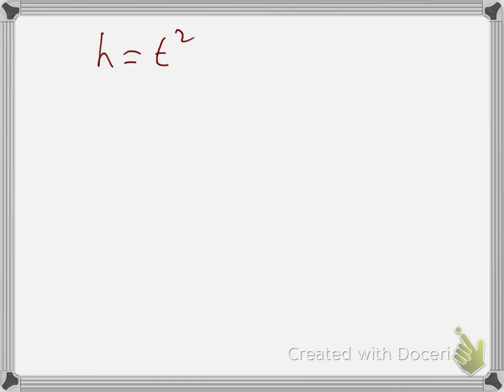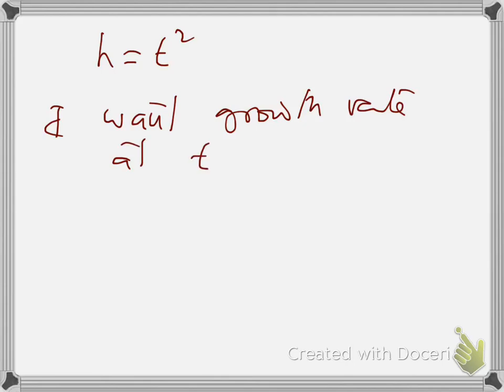Instead of finding growth rate at 2 seconds, at 3 seconds, at 4 seconds, at 5 seconds, I want growth rate at t seconds, at general time t. That's the beauty of calculus. In fact, calculus is the language of variables. Calculus is a subject of variables. You deal with variables in calculus. You don't deal much with constants in calculus. Here time is the variable.